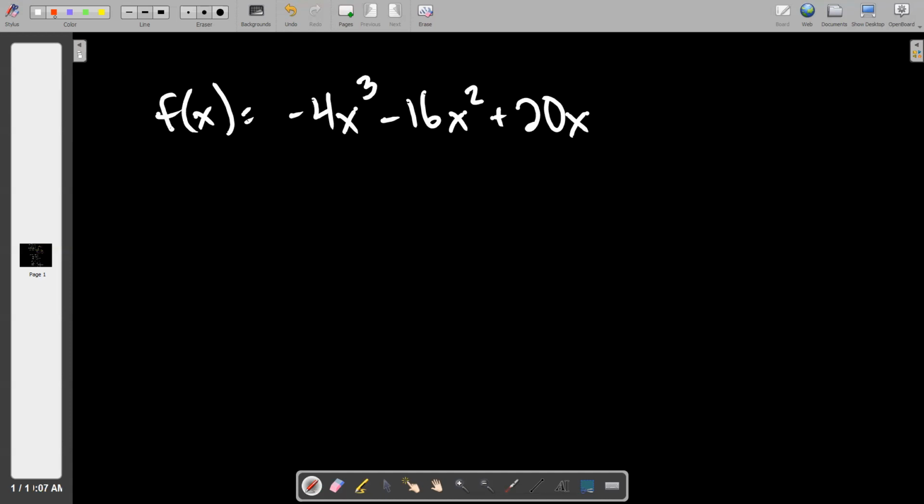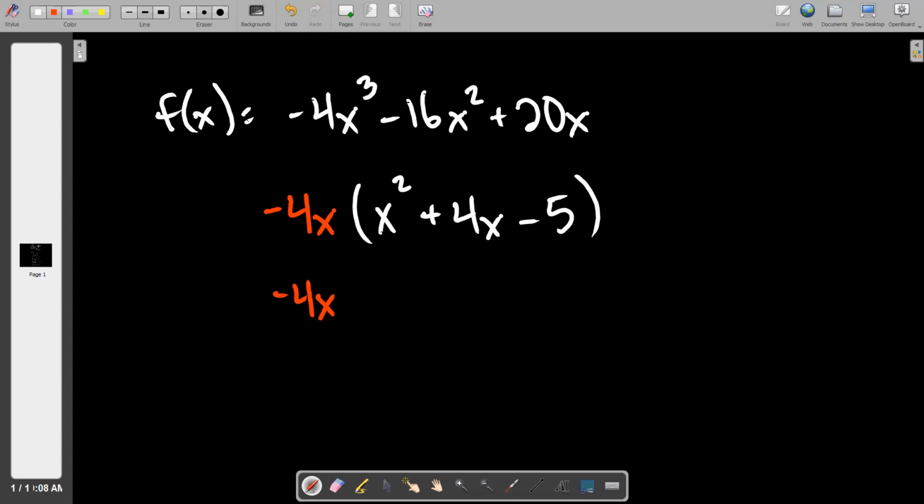Pop out that GCF, which is what? -4x. Good job. So we know already that he's going to give us one of our answers, right? Predictably, we're going to have a crossing point at 0 again because of the GCF. And then what does that leave behind? Yeah. Good job. Good sign switching. And then, of course, we're going to factor down that little rinky-dink trinomial into x plus 5 times x minus 1.